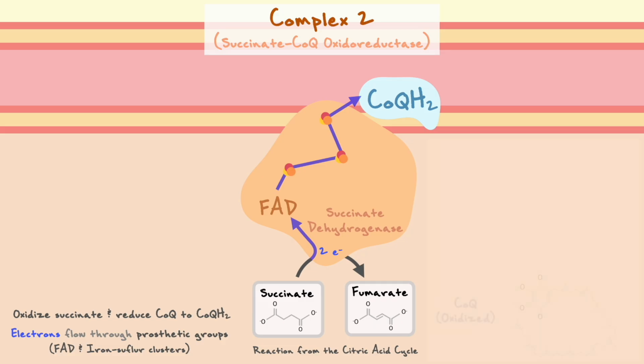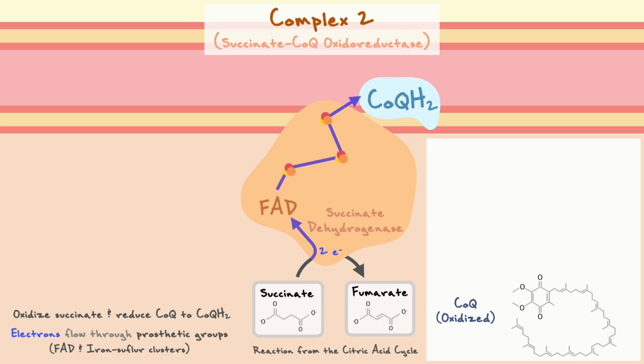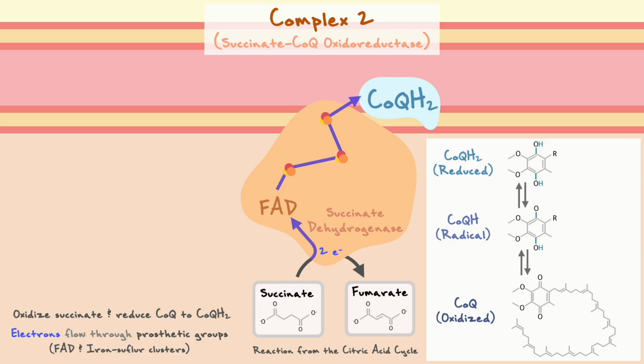CoQH2. If we take a closer look at the structure of coenzyme Q, you can see that it has 2 main functional units. First, it has this ring which participates in the redox reactions and can be under 3 states: oxidized, radical, and reduced. In the radical state, CoQH has 1 electron, and in the reduced state, it has 2 electrons. The fact that coenzyme Q can hold 0, 1, or 2 electrons in a stable manner is an important aspect that will be relevant for our discussion on complex 3.